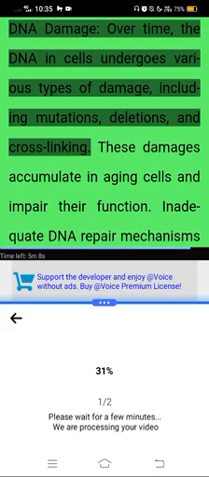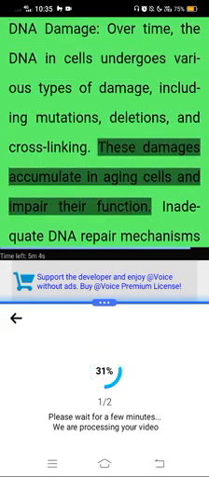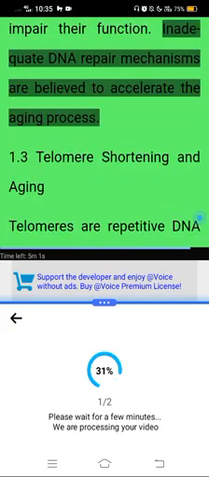DNA damage. Over time, the DNA in cells undergoes various types of damage, including mutations, deletions, and cross-linking. These damages accumulate in aging cells and impair their function. Inadequate DNA repair mechanisms are believed to accelerate the aging process.